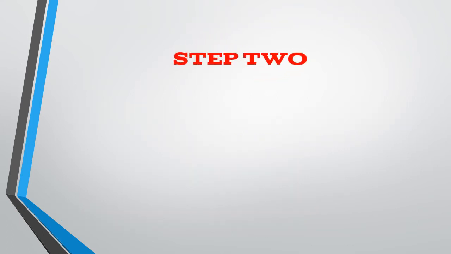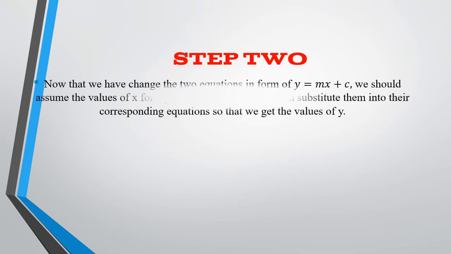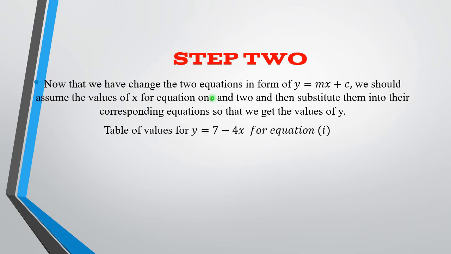So we go to step number 2. Now after we have presented our two equations in the form of y is equal to mx plus c, we are going to assume the values of x for both equations, equation 1 and equation 2. If we assume the values of x, what are we going to do with them? We are going to substitute them into the corresponding equations so that we get the values of y.